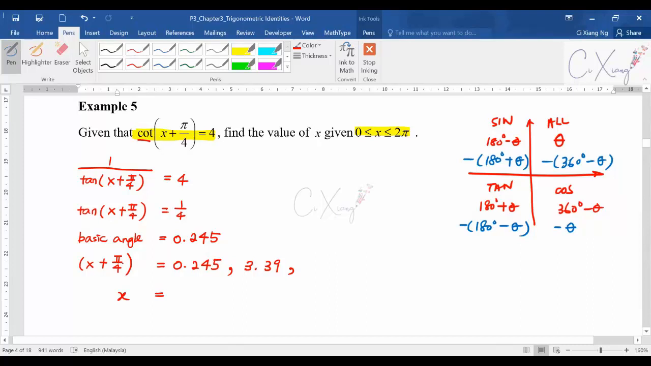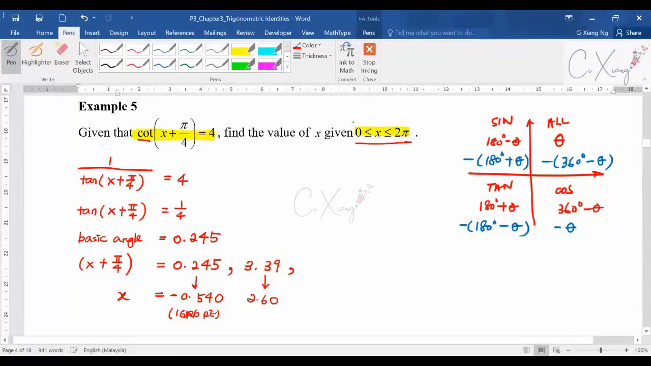Then after that, you want to get the x value. To get the x value, what we need to do is move the pi over 4 over, becoming minus pi over 4. So if you take 0.245 minus pi over 4, you will get negative 0.540. In this question, they want x from 0 until 2 pi. So should you accept this value or not? You should ignore it, right? Because it is out of the range. Ignore. If you take 3.39 minus pi over 4, you will get 2.60.